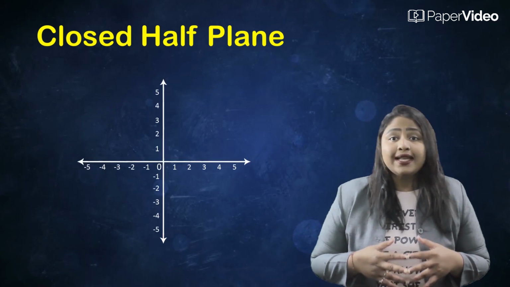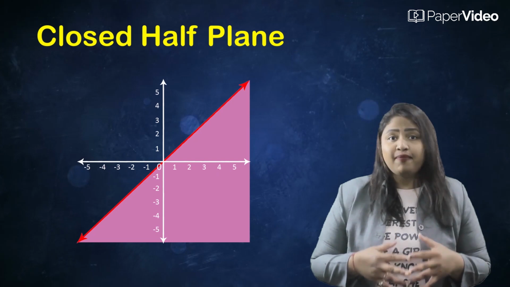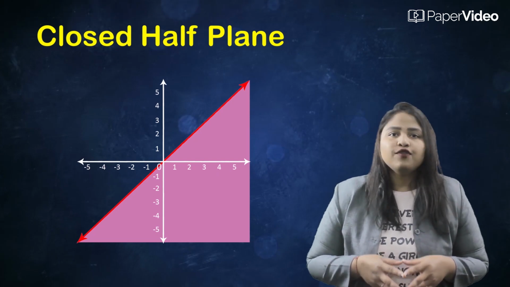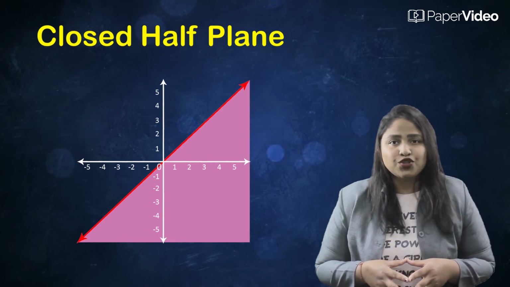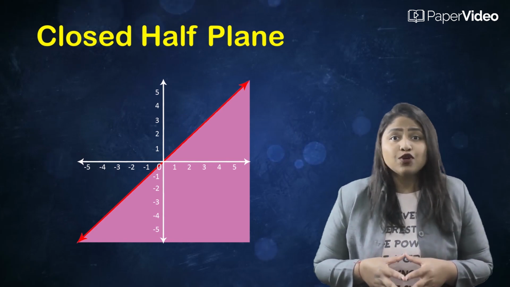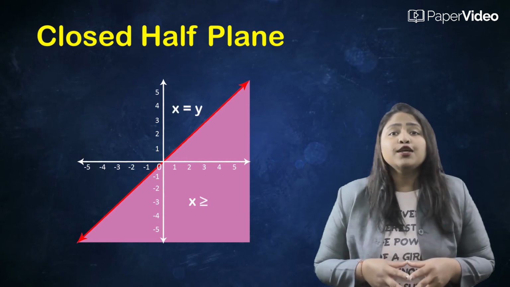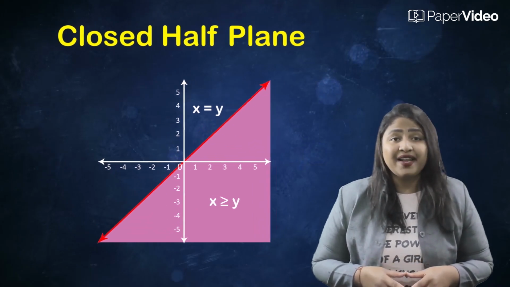Next, we have closed half plane. If the points on the line separating the half plane are also included in the half plane, then it is called a closed half plane. The graph of a linear inequation involving signs less than or equal to or greater than or equal to is a closed half plane. For example, the solution of x greater than or equal to y forms a closed half plane.